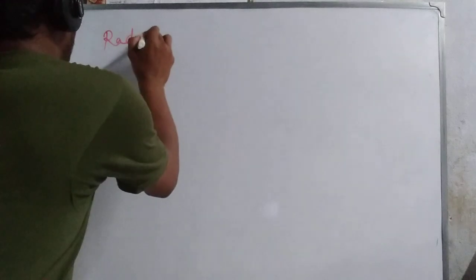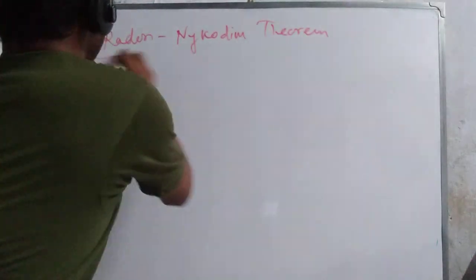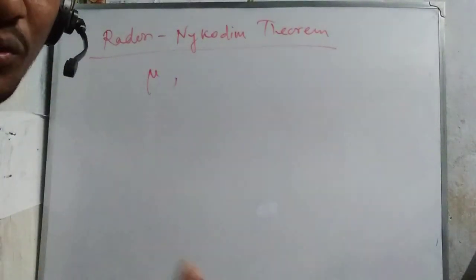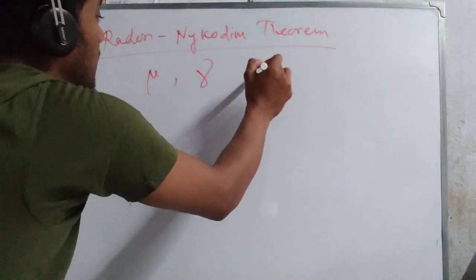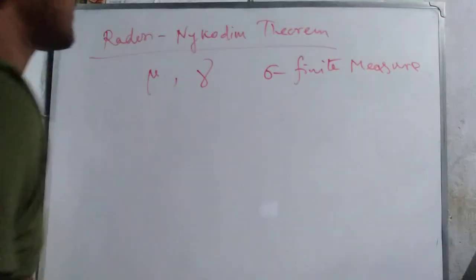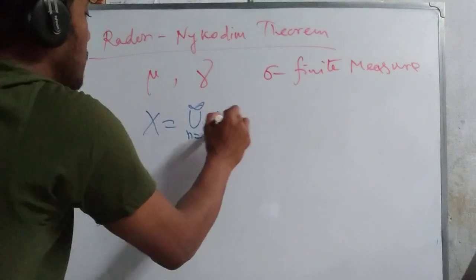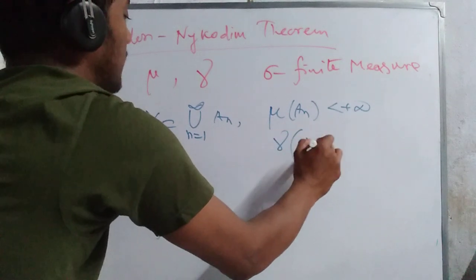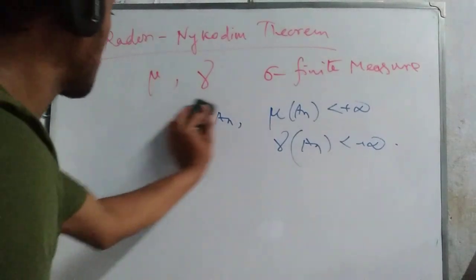Here, the Radon-Nikodym theorem. Okay, so what does it say? We just demonstrate, but not yet done in the proper way. Here, mu and gamma are sigma finite measures. Sigma finite measure means we know that the set X is the union of n equal to 1 to infinity of A_n, where mu of A_n is less than plus infinity and gamma of A_n is less than plus infinity. We also know about that, yes or no? I think yes. So we erase that portion.